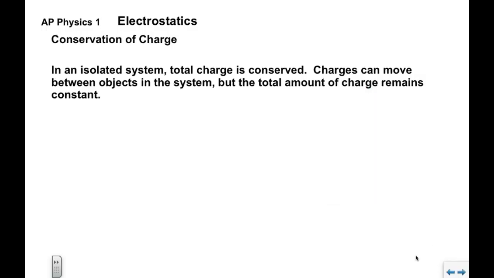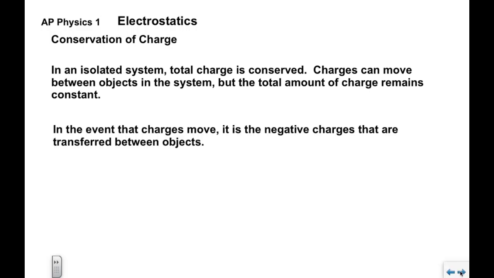Now we're going to talk a little bit about the conservation of charge. We already know that conservation means that something stays the same or stays constant. In an isolated system, the total charge is conserved. The charges can move between objects in the system, but the total amount of charge remains constant. In the event that charges move between objects in the system, again, it's the negative charges that are transferred from one object to the other, not the positive charges.